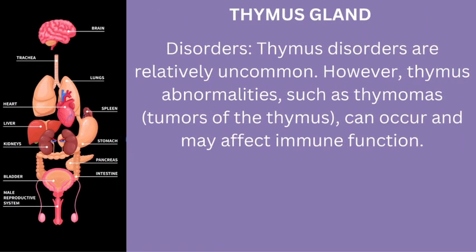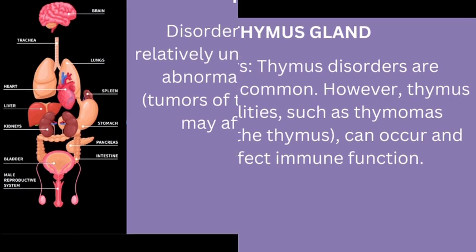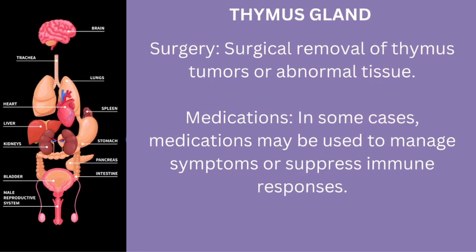Disorders of the thymus gland. Thymus disorders are relatively uncommon. However, thymus abnormalities, such as thymomas, tumors of the thymus, can occur and may affect immune function. Treatments may involve: first, surgery, surgical removal of thymus tumors or abnormal tissue. Second, medications. In some cases, medications may be used to manage symptoms or suppress immune responses.